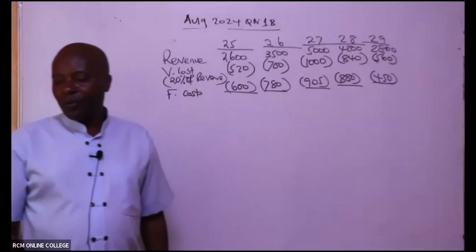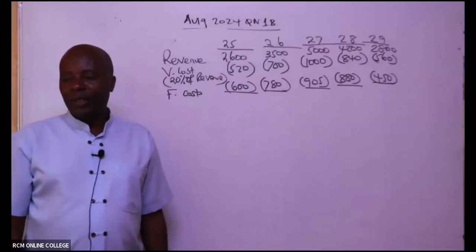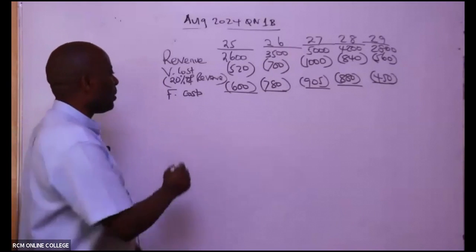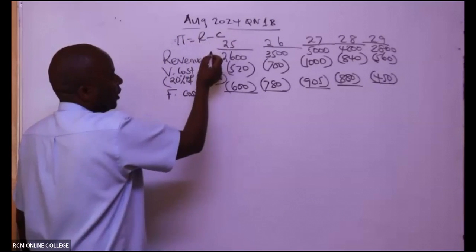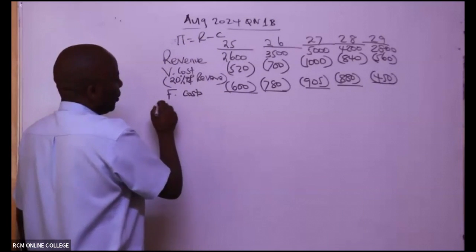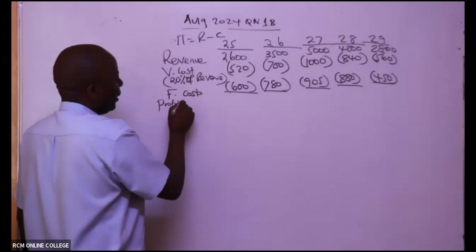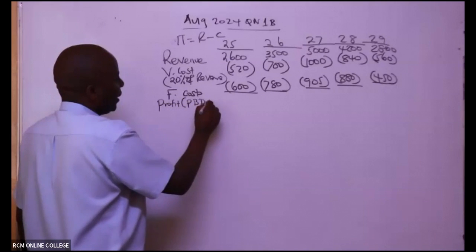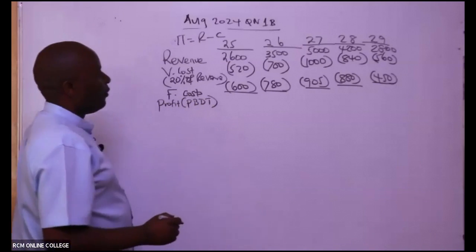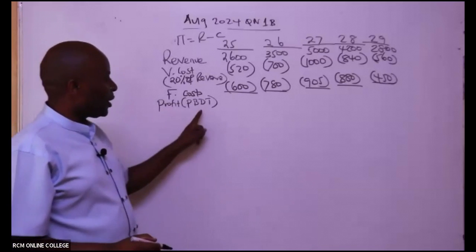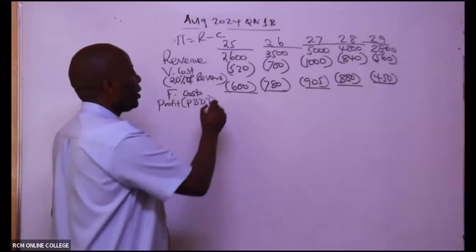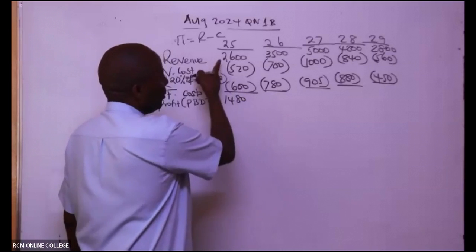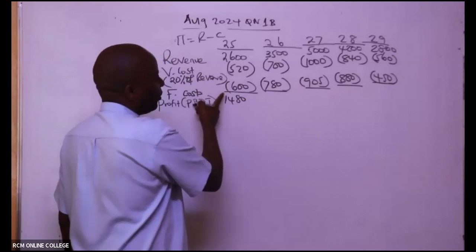So then, are you able to give me these figures? And remember, whatever we get here will be my profits, because profit is revenue minus all the costs. So we have our profit here. And this profit will be PBDT, because it's before we adjust for any depreciation, before we adjust for any taxes. The first one is 1480: 2600 minus 520 minus 600, 1480.